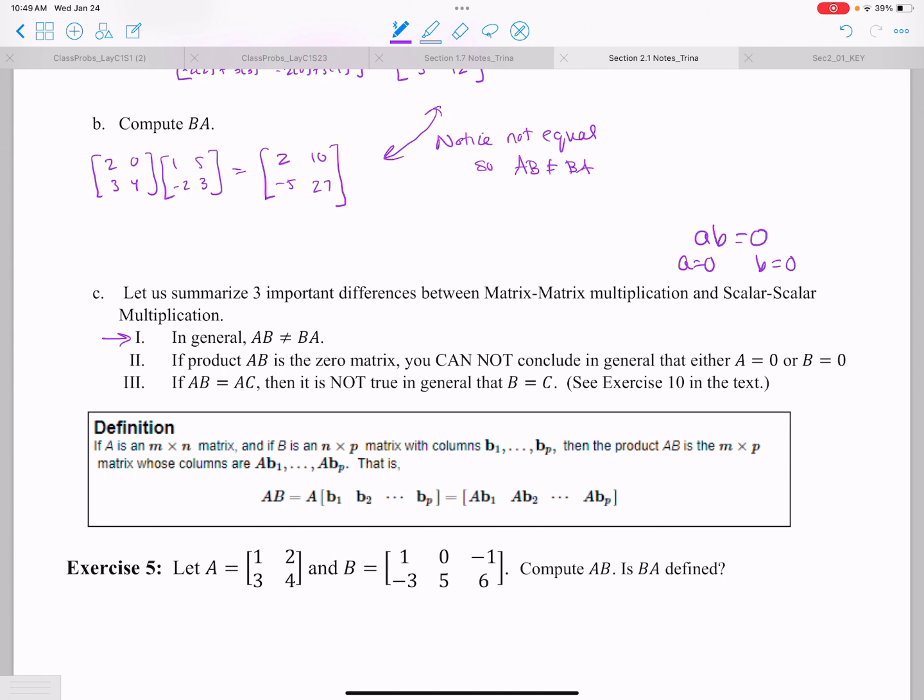You can have two non-zero matrices that multiply to be equal to 0. So again, if you have A times B, where A and B are matrices, equaling 0 does not mean that one of them is 0. And so that also means that the cancellation law does not hold. So if you have AB equals AC, it is not true that B equals C in general. It could be, but it's not guaranteed.